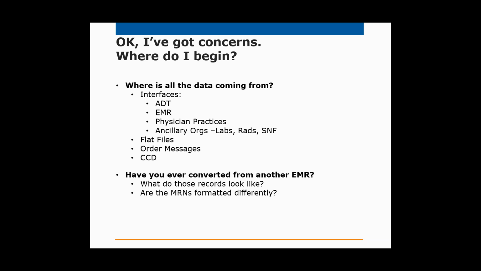And then we get into order messages, and some systems will allow you to create a patient from an order message, and the same is true for a CCD that you consume into your system. So if you've made those decisions, that does come with some risk. So understanding that and really watching that, auditing that, is an important component in making sure patient identity is correct. So asking yourself, have we converted from another EMR, and what do those old records look like? Do we have any records out there that are a problem? And then, are the MRNs formatted differently from those multiple sources?